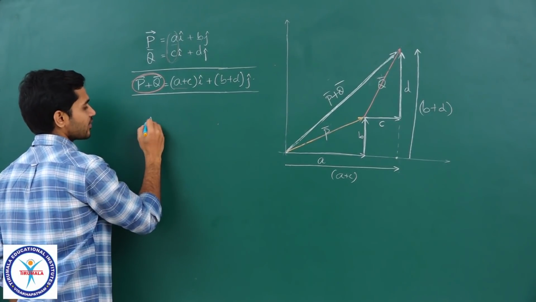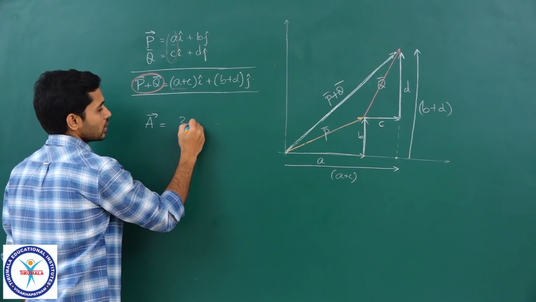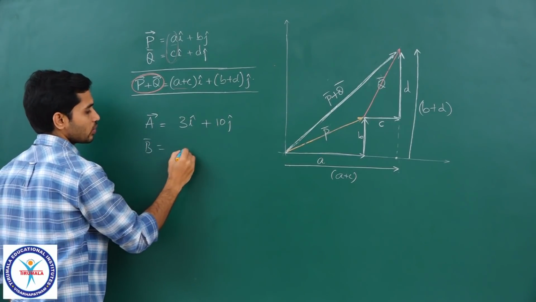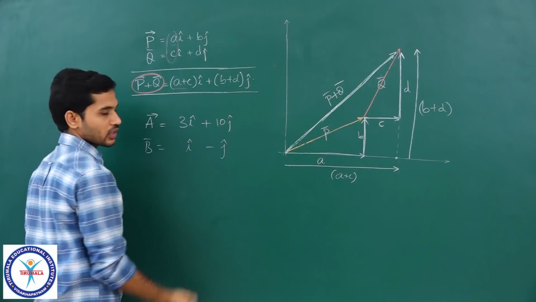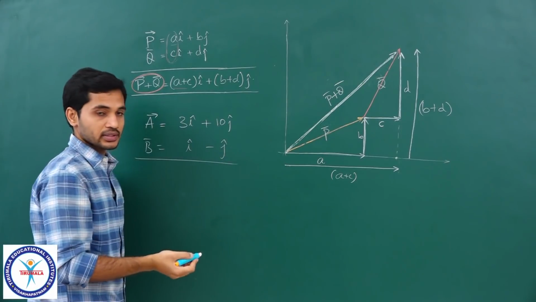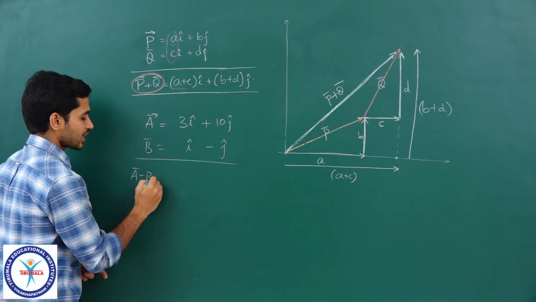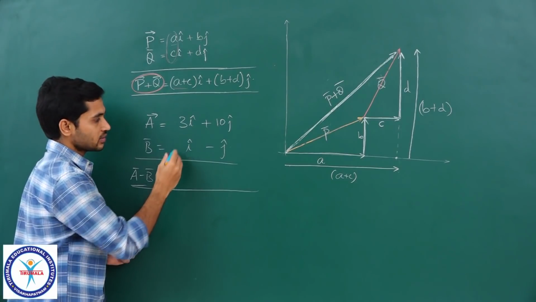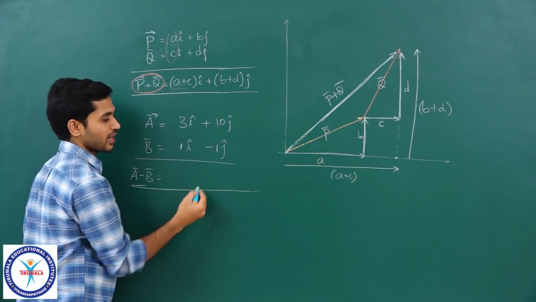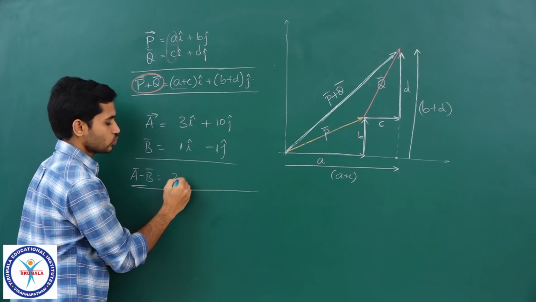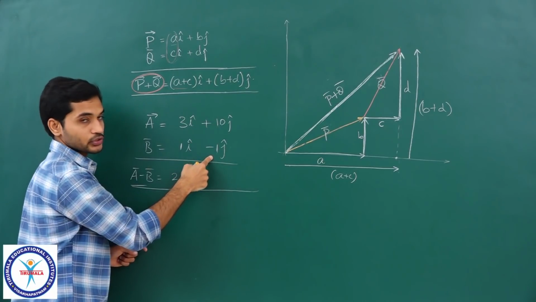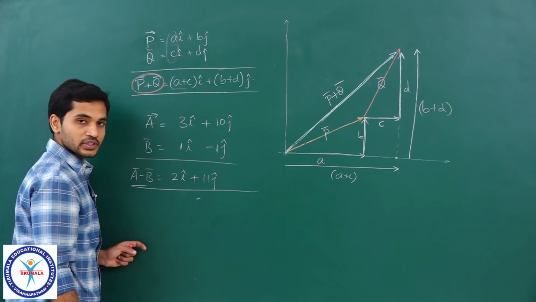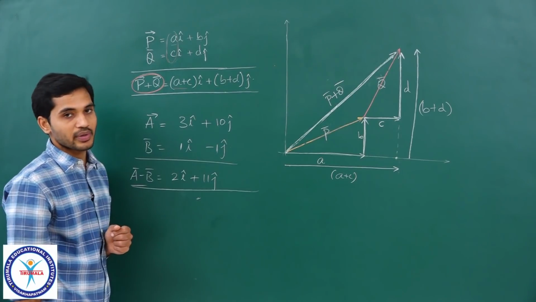So, for example, let us say I have given you two vectors, a bar is equal to 3 i cap plus 10 j cap and b bar is equal to i cap minus j cap. Clear? If I ask you to subtract the two vectors, the difference can be understood as a bar minus b bar. You can directly subtract their coefficients. So, 3 minus 1 is 2, 2 i cap, 10 minus minus 1, which is 10 plus 1, which is 11 j cap. That is it. Clear, students? So, you will directly get the value of a bar minus b bar.